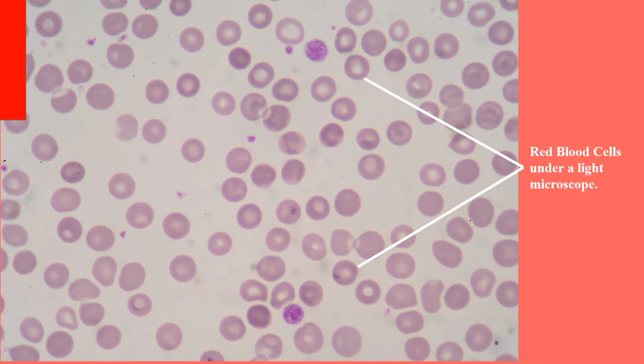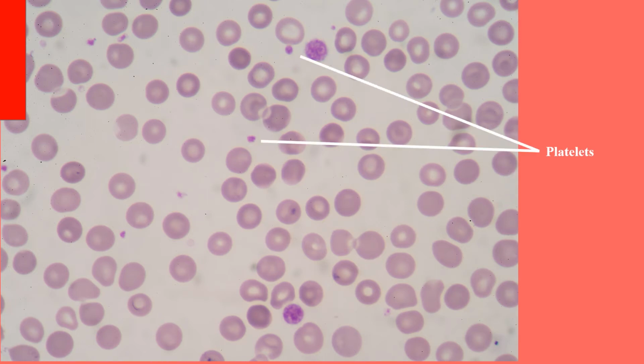As you can see, red blood cells compose most of the cells in the blood. Some of the red blood cells shown have been distorted in the process of making the microscopic slide. Platelets appear as pinkish pinpoint dots.